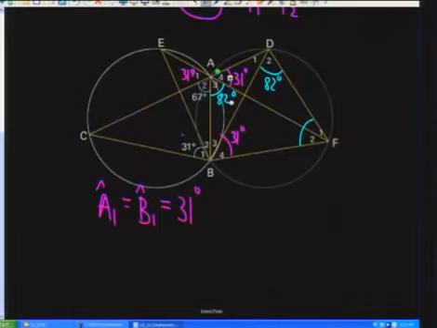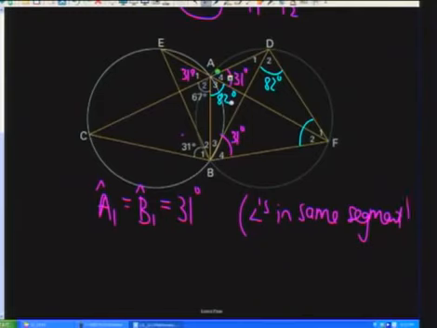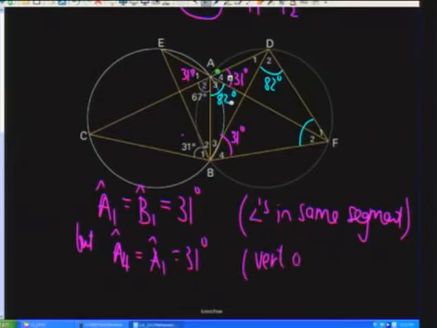Why is that? The reason is because they're coming off the same chord, they are going to the same segment. So angles in same segment. You don't have to be fancy. A circle was given, so it's just angles in the same segment. Then we found A4, but A4 is also equal to A1, which we now found as 31 degrees. They are vertically opposite angles.